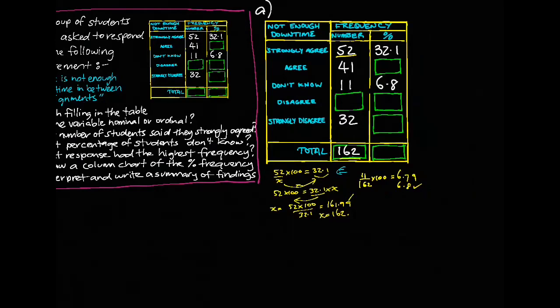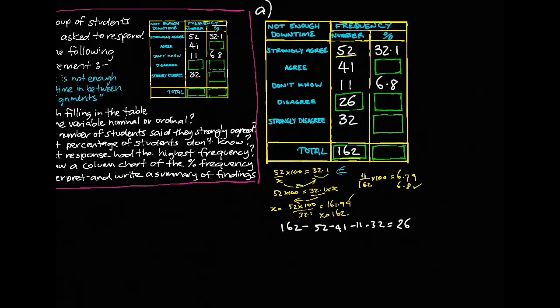Okay, now we can work out this value because the sum of these must equal 162. So the value is equal to 162 minus 52 minus 41 minus 11 minus 32, which equals 26. So we can go ahead and say that 26 people disagreed.